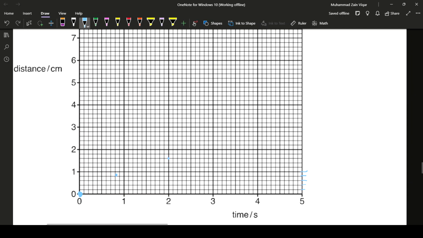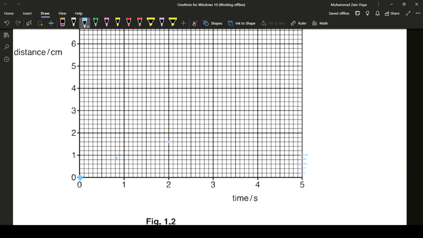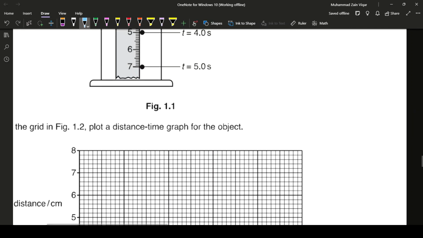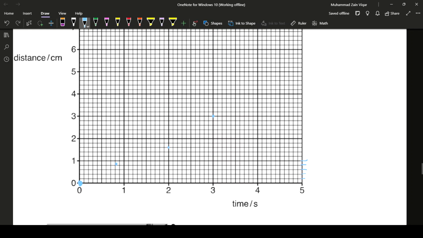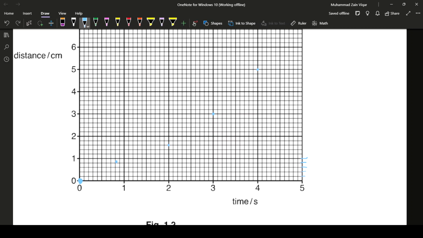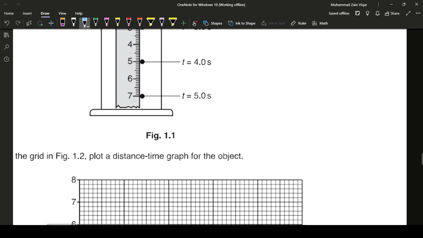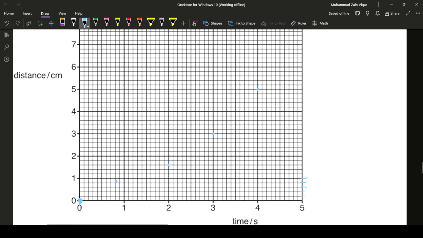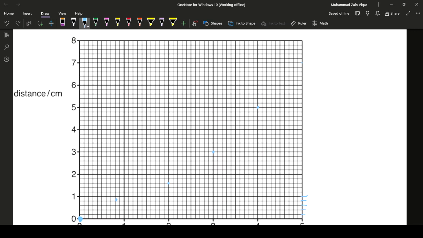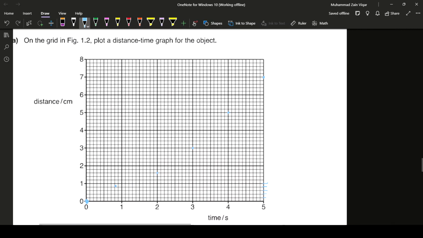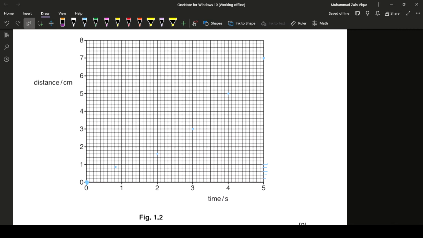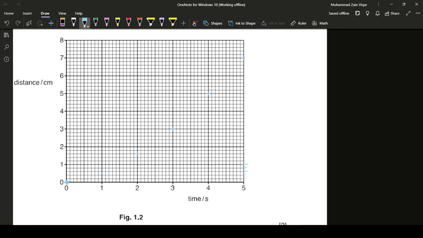The next point is at 3 centimeters. So at time t equals 3, I'm at 3 centimeters, at time t equals 4, I'm at 5 centimeters, and at time t equals 5, I'm at 7 centimeters. So here we go with the graph, and I've plotted them.